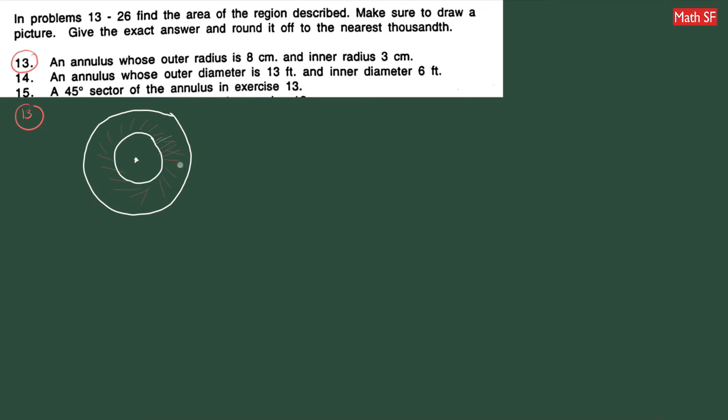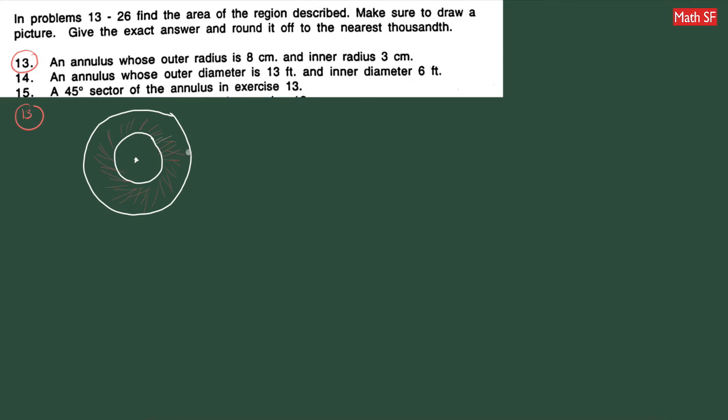Or like a washer, like a dishwasher. So a donut or washer. That's the area that they want you to find. Like when you cut a bagel, you see that area, that space there. So that's what they want you to find, the area of it.